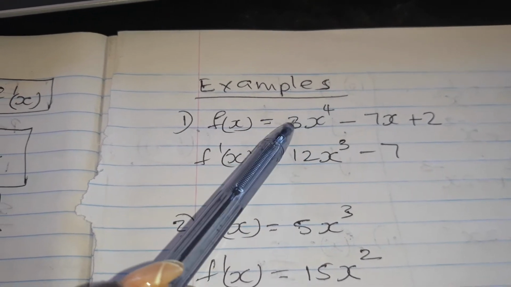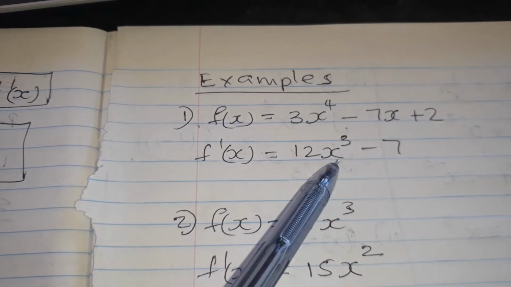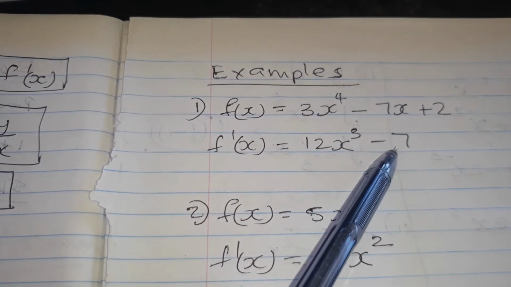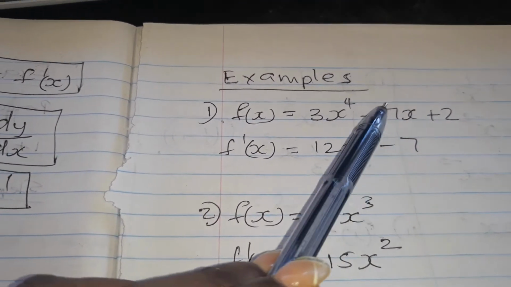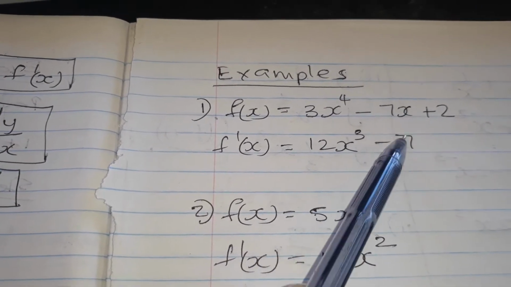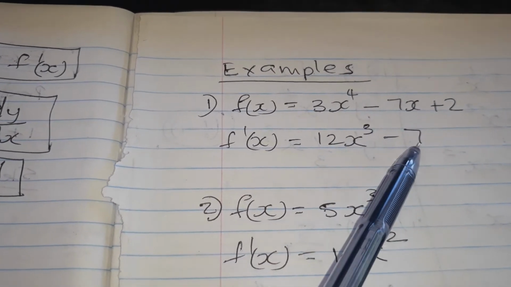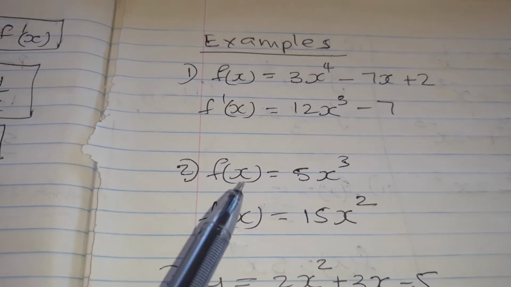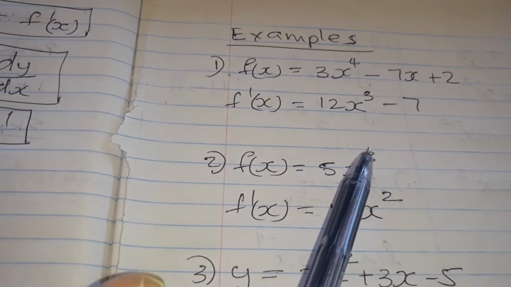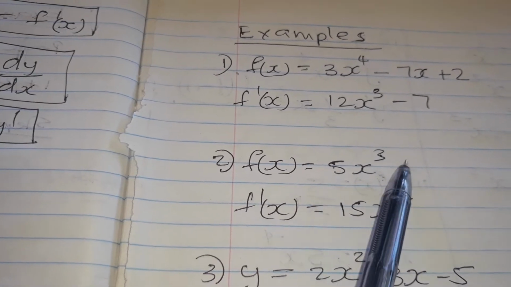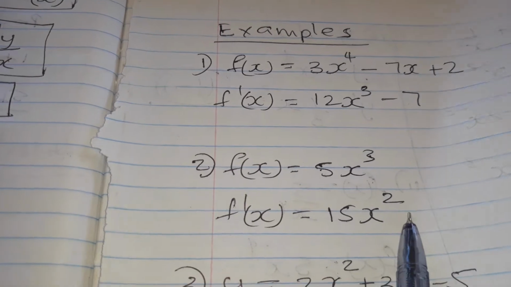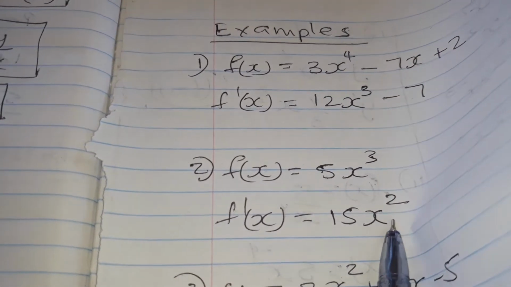The 4 will come and multiply in the front. 4 times 3 is 12x cubed. The 7x will be differentiated to 7. This is important: with 7x, you just remove the x, so 7x will be differentiated to 7. Example number 2. If I have 5x cubed, the 3 will go and multiply in the front. 3 times 5 is 15, and I have subtracted 1 from the power, which gives x squared. So my answer is 15x squared.